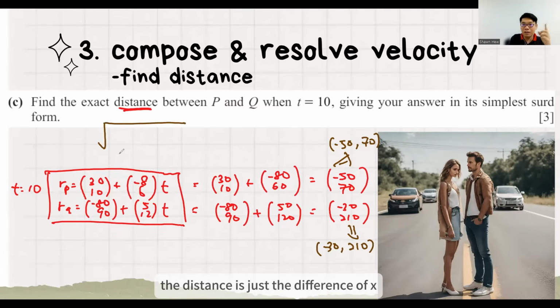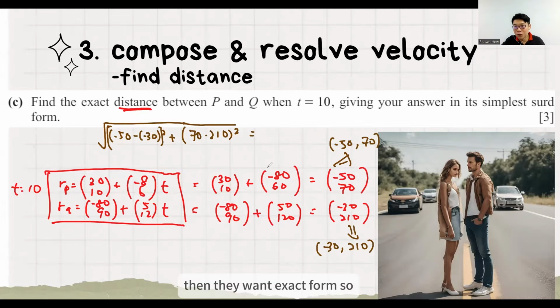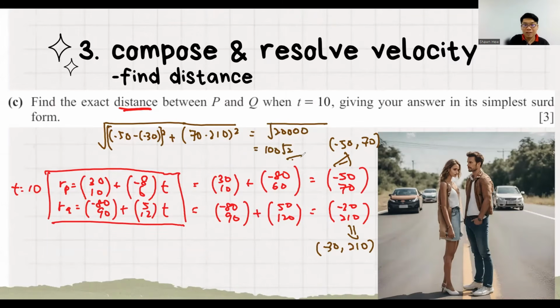The distance is just the difference of x squared plus the difference of y squared, under a square root. Then they want exact form, so do not key it into the calculator to get the decimal. This is the exact distance after time t. So congratulations, you gain 3 marks.